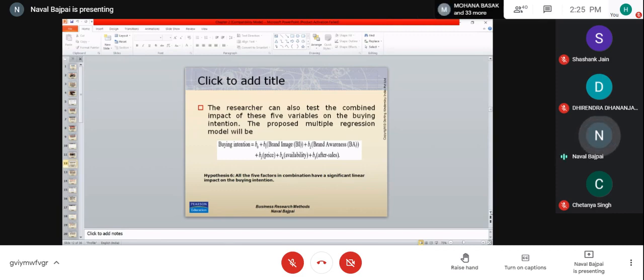This is the sample's result. We would like to estimate the population. So my population buying intention model would be what? That would be buying intention is equal to beta 0 plus beta 1 plus beta 2 plus beta 3 plus beta 4 plus beta 5 plus error. So with this equation, I wish to estimate the population regression model.